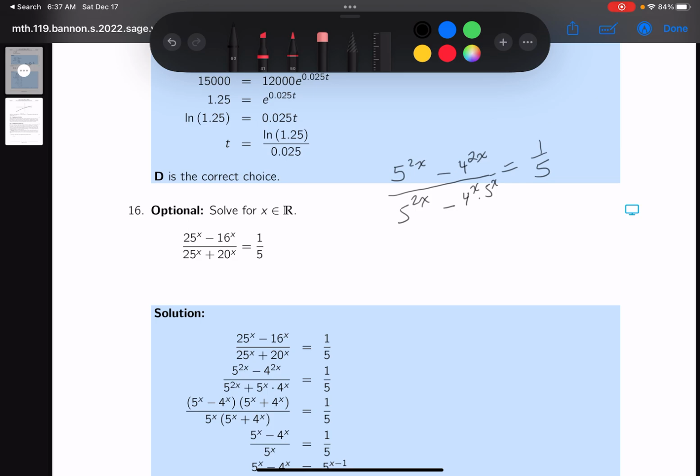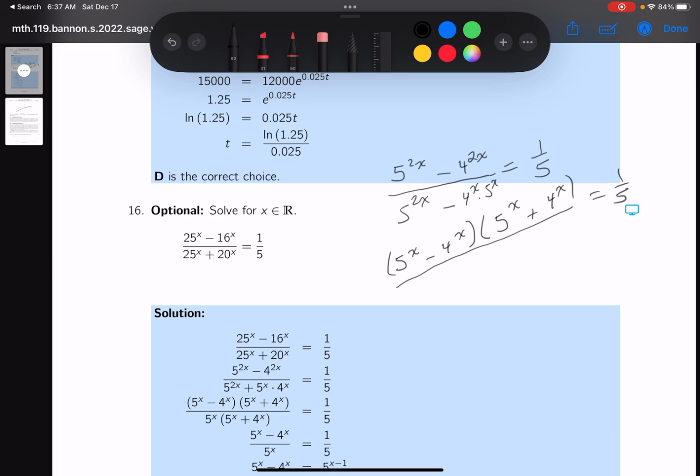And the top is a difference of perfect squares, so it's going to be 5 to the x minus 4 to the x. And then you're going to get, well, let's take a look at that. You're going to get 5 to the x plus 4 to the x. Well, that's not so bad. This is still equal to 1/5.